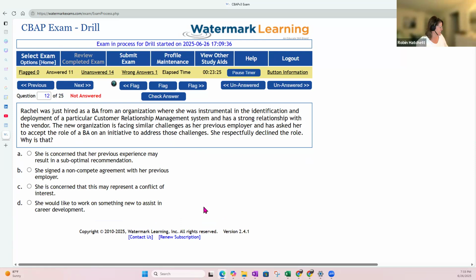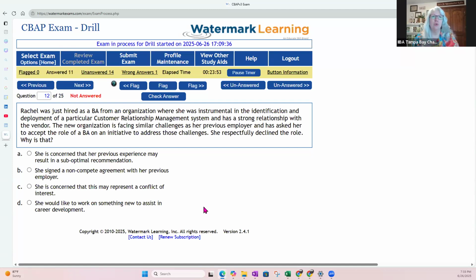Rachel is just hired as a BA from an organization where she was instrumental in the identification and deployment of a particular customer relationship management system and has a strong relationship with the vendor. A new organization is facing similar challenges as her previous employer and has asked her to accept a role as a BA on the initiative to address those challenges. She respectfully declines the role. Why is that?